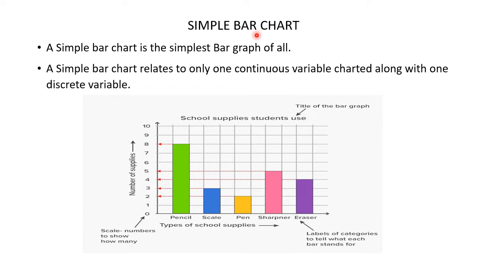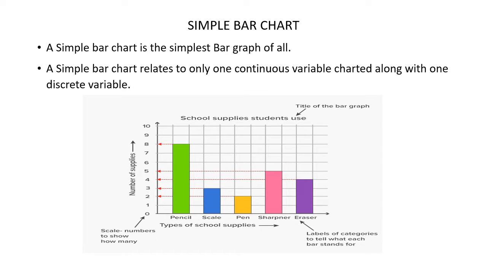Let's now learn about simple bar chart. A simple bar chart is the simplest bar graph of all. A simple bar chart relates to only one continuous variable charted along with one discrete variable. Now let's understand how to interpret a simple bar chart using this example. Now this simple bar chart is regarding school supplies used by students. Now this bar chart has an x-axis and a y-axis.